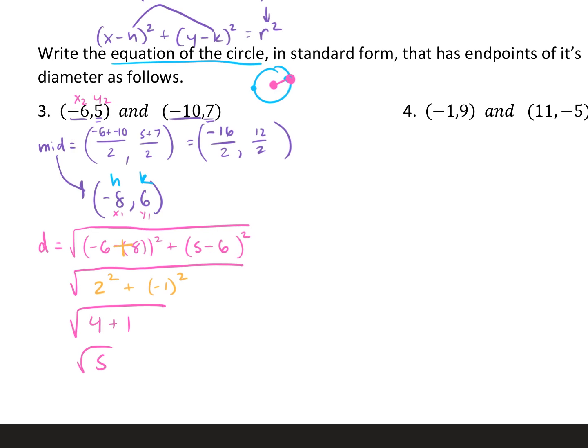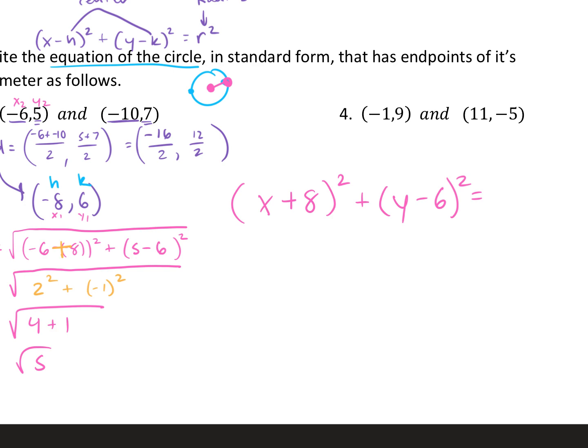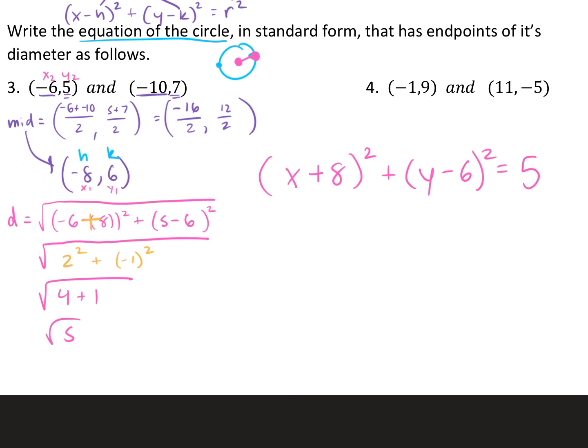Now when we plug it into our formula, I have x minus h, which h we said is negative 8, so x plus 8 squared, plus y minus k, so y minus 6 squared. What's it going to be equal to? 5. Perfect. We take our radius and square it.